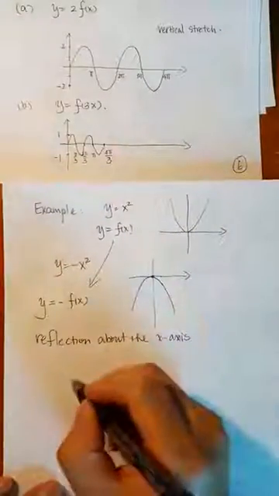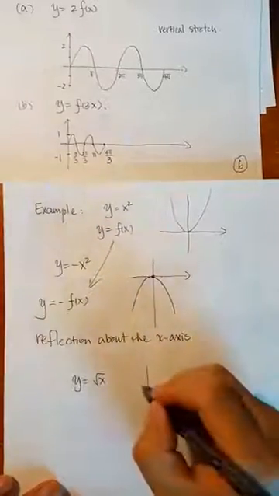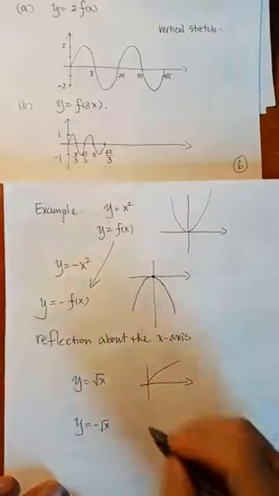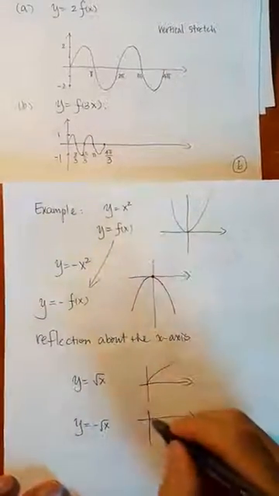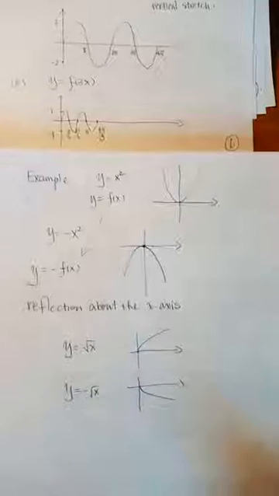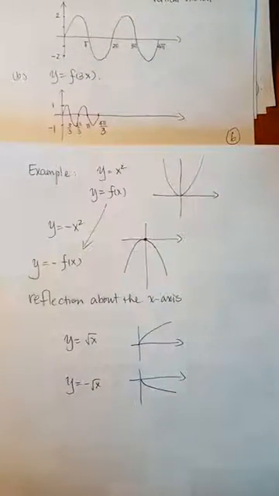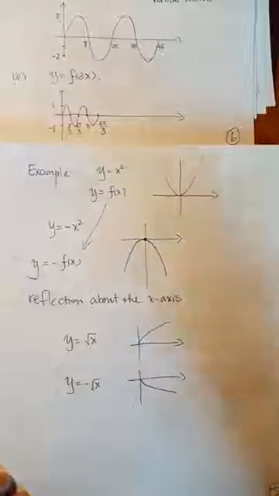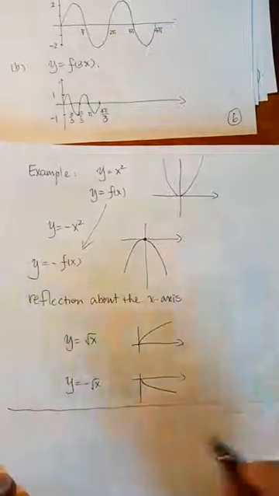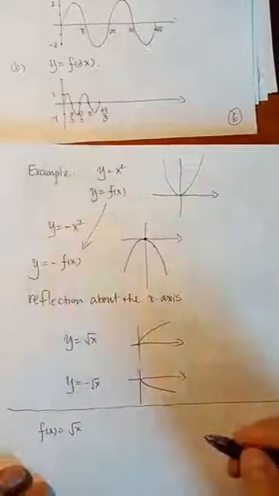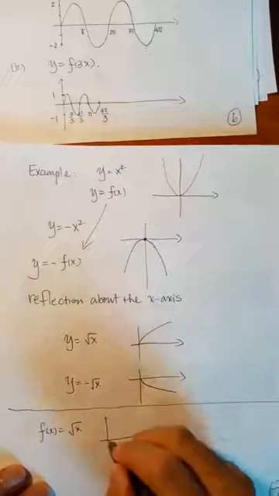Okay, so for example, if you have y equal to square root of x, the graph, then how do we get the graph of negative square root of x? You just flip. So this is the graph of y equal to negative square root of x. A negative sign, you reflect it about the x-axis. Similarly, you can also reflect it about the y-axis. So for example, the same thing, square root of x, and the graph is this.